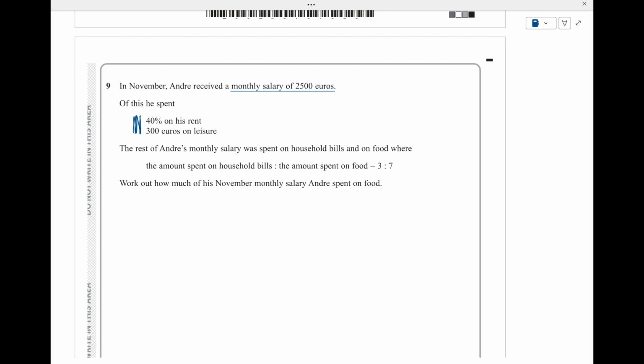Should we work out how much he spent on his rent? I don't know what the question is yet, but I bet that you're going to want to know how much he spent on his rent. So that's 40% of 2,500. 0.4 times 2,500. So he spent 1,000 euros on rent, and he spent 300 euros on leisure. Okay.